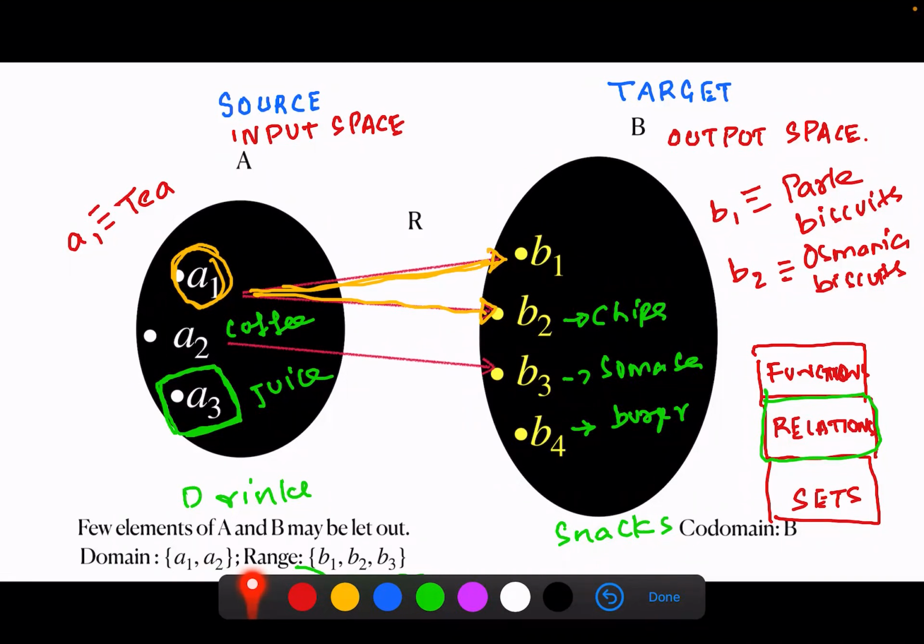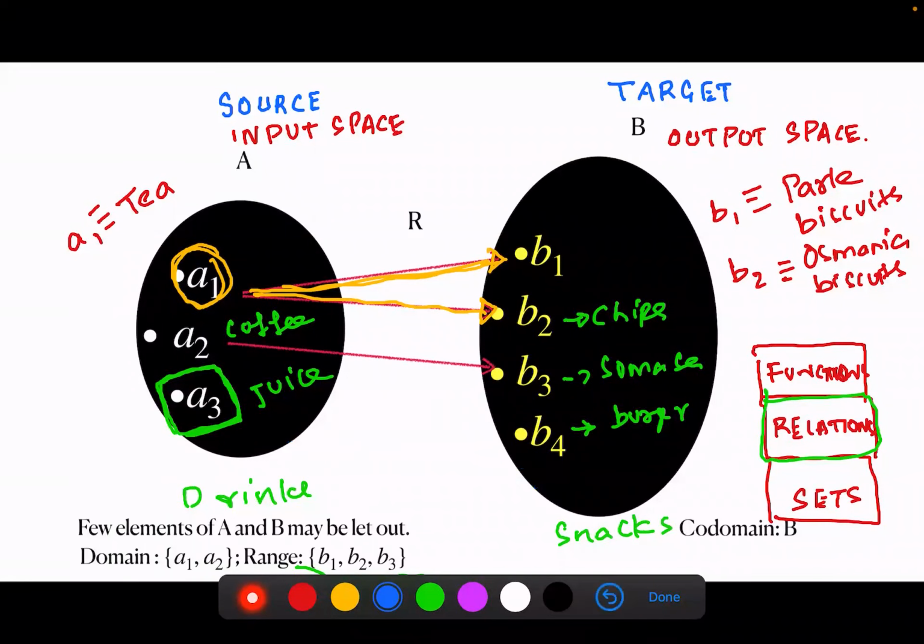Suppose you would like to have, let's say, a burger whenever you drink, let's say, juice. If A3 is connected to B4, then your range will become the codomain. You understand? So this is the idea.